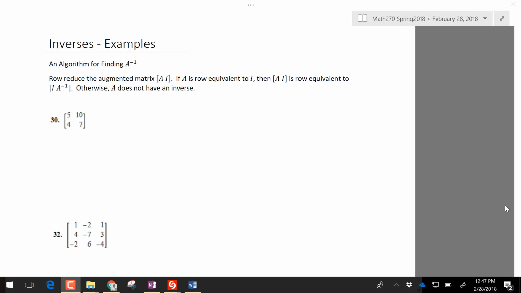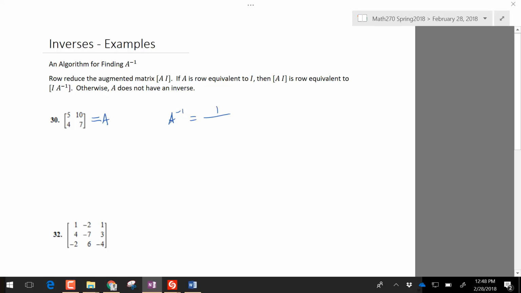We left off last time talking about the algorithm for finding A inverse, so let's try it out. Let's try it out on a 2 by 2 matrix, even though we know the inverse of a 2 by 2 matrix already. We have a formula for it, right? So let's just remind ourselves what A inverse is equal to.